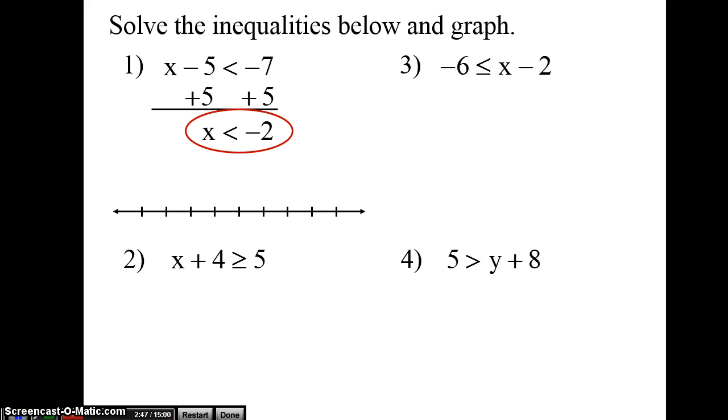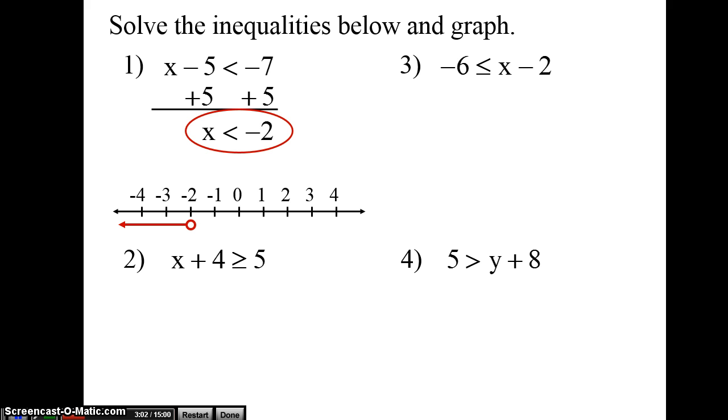Let's look at graphing. We're also going to graph. So again, x is less than negative 2. It doesn't include the negative 2, so I'm going to do an open circle, and then I'm going to shade to the left. Please refer to the last video.